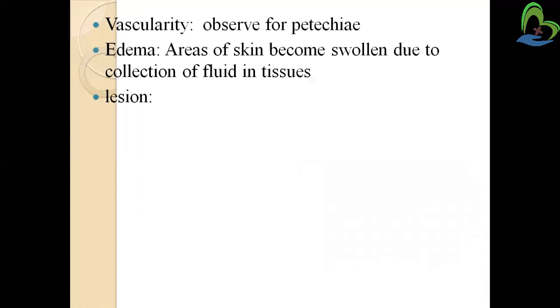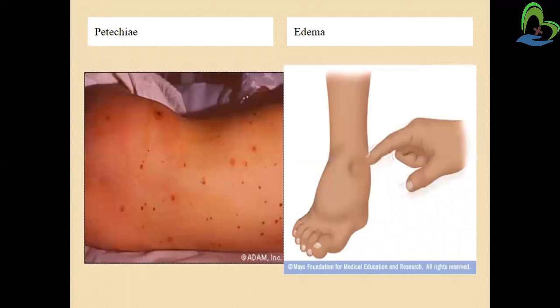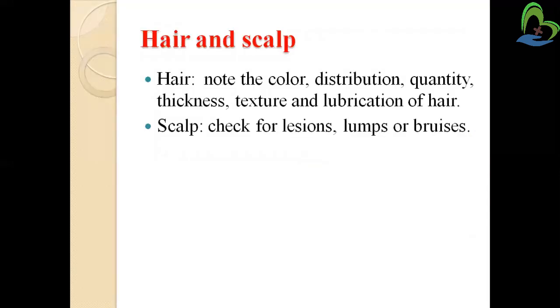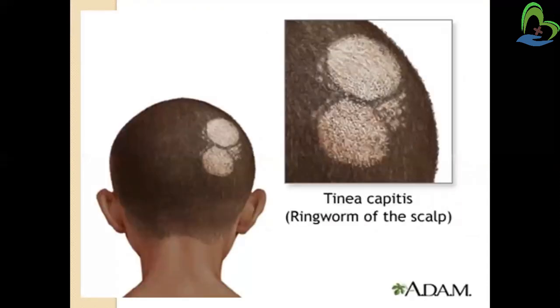The vascularity is observed for petechiae and edema, areas of skin that become swollen due to collection of fluid in tissue. And lesions we have already seen. So this is how the petechiae look, and the next figure is for edema. The next one is hair and scalp. So note the color, distribution, quantity, thickness, texture, and lubrication of hair and scalp. Check for lesions, lumps, or bruises. So this figure shows tinea capitis, meaning ringworm of the scalp.